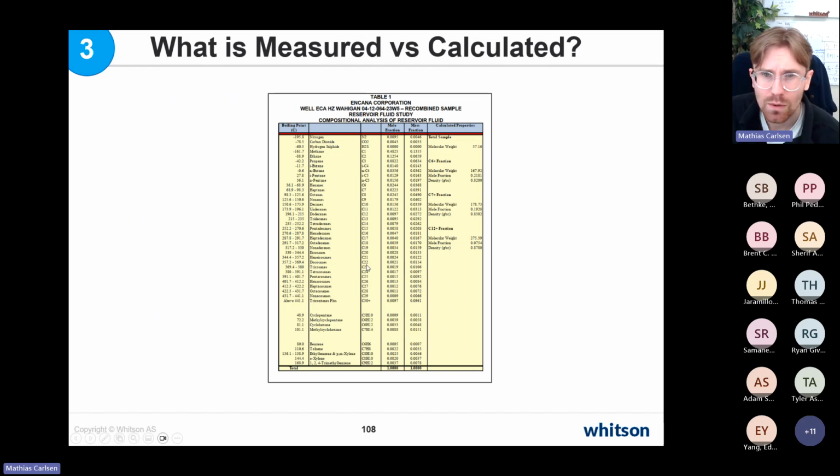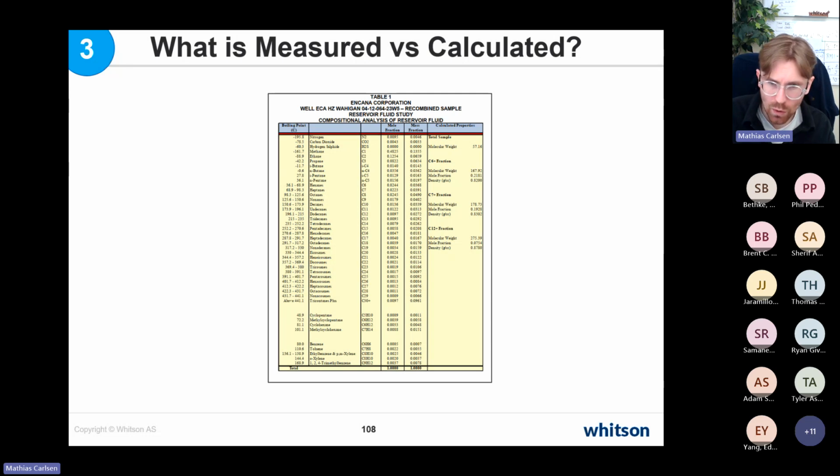If I asked you what of this data is actually measured, this being the reservoir fluid composition that you've sent to the laboratory, spend 15 seconds and think about what in this PVT report, on this page, is actually being measured versus calculated. Of course, it's kind of a trick question, because nothing here is measured. You have both the mole fraction and the mass fraction, and neither of those are directly measured.